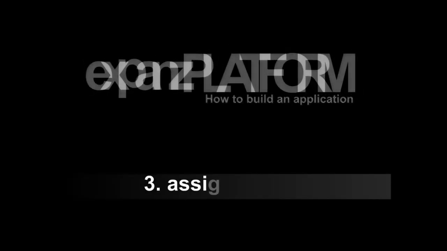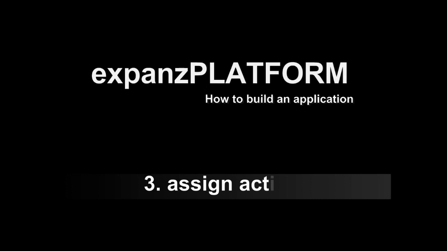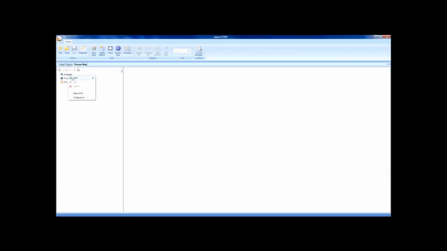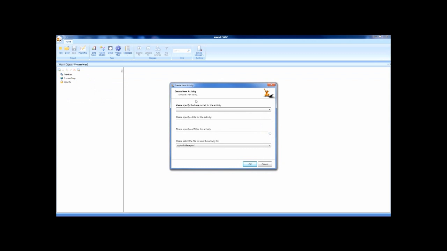The third step in building an expanzPLATFORM application, after creating model objects and adding fields, is to assign activities. Activities are subsets of model objects used by client user interfaces. From the Process Map tab on the left side of the screen, right-click Activities and select Add Activity from the menu. A Create New Activity window appears.